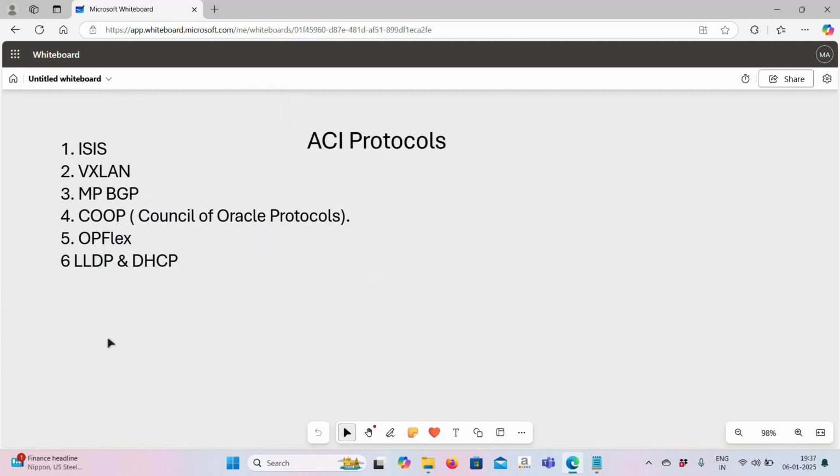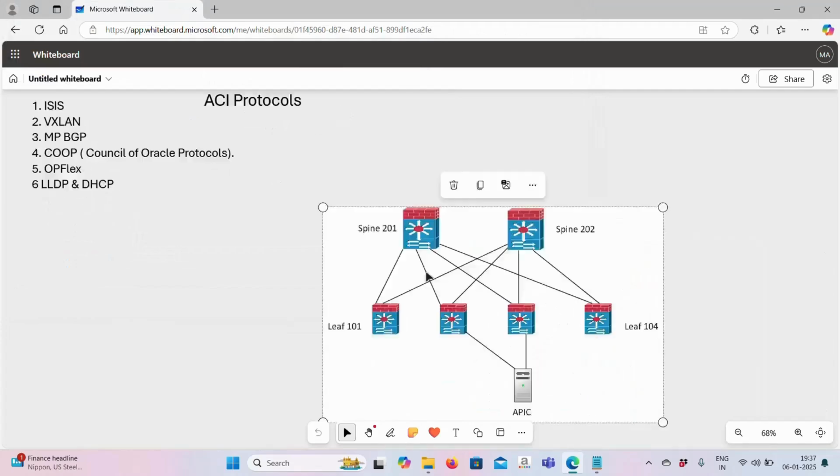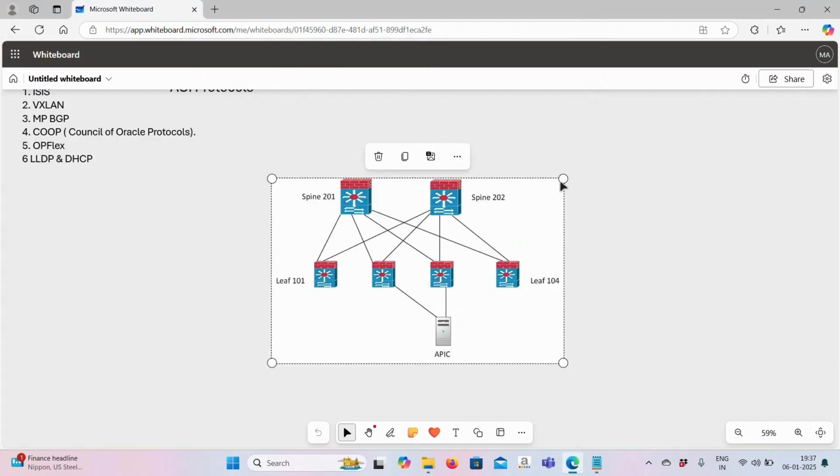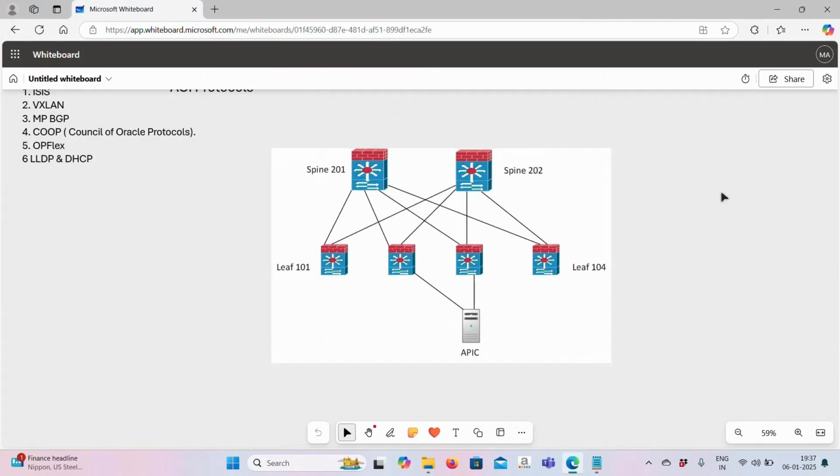Now let's understand each of the protocols in detail. So the first protocol is ISIS. Let me open a network diagram to explain you about the ISIS protocol. Let me explain you about this network diagram.